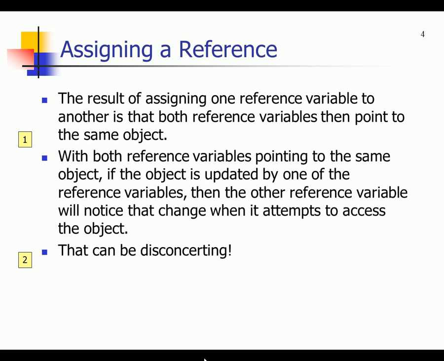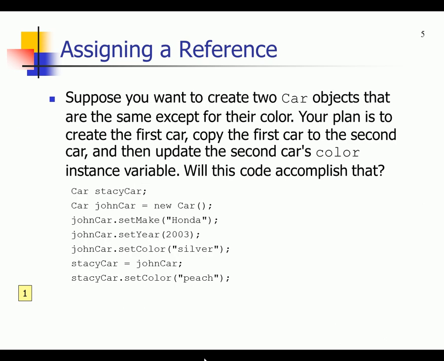Okay. So the result of assigning one reference variable to another is that both point to the same location. Both of our mice point to the same, whatever, 1982, FF1, or whatever that was. With both pointing to the same location, if the object is updated by one, they're both updated. Okay. This can be disconcerting.